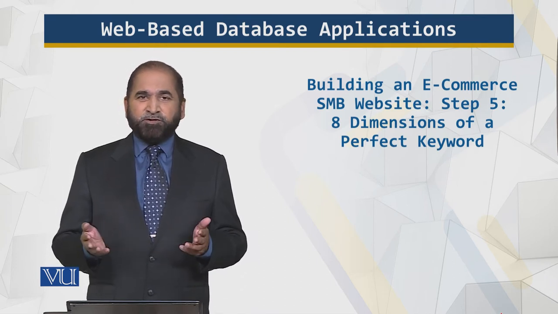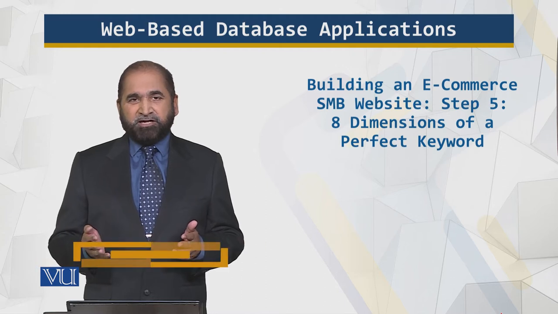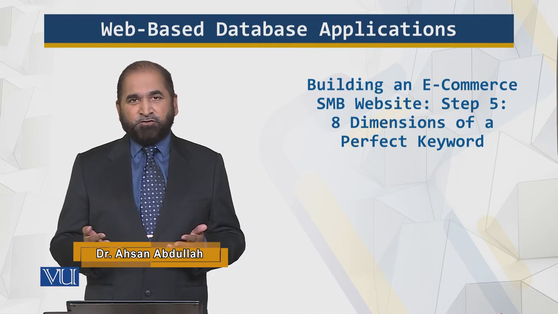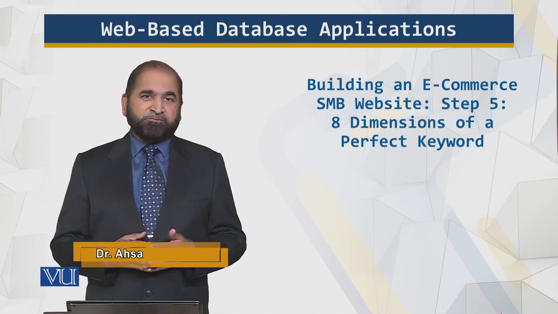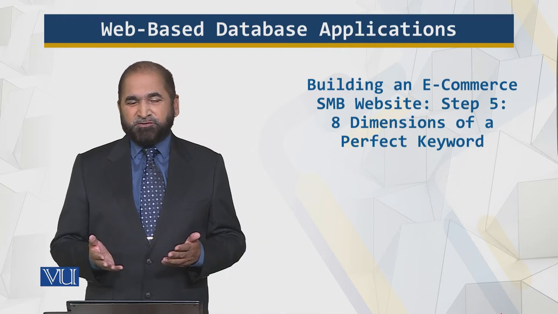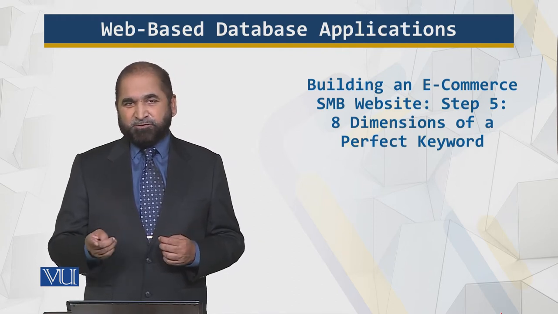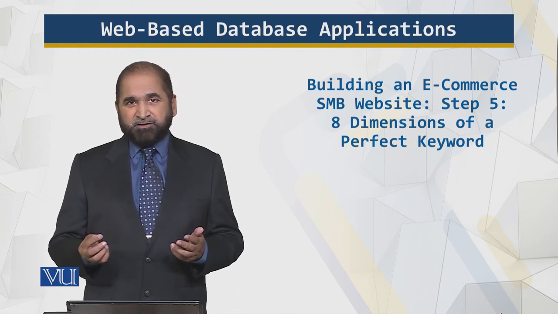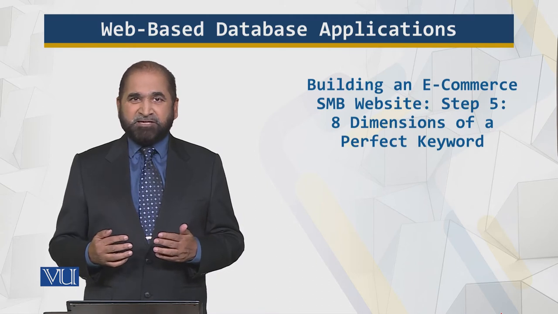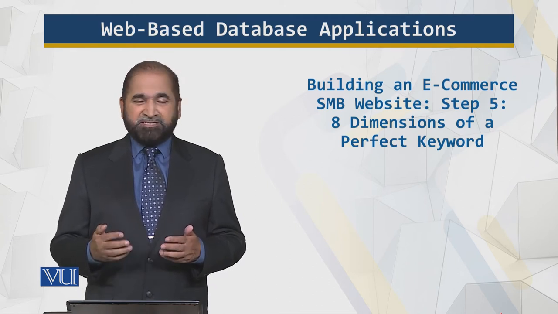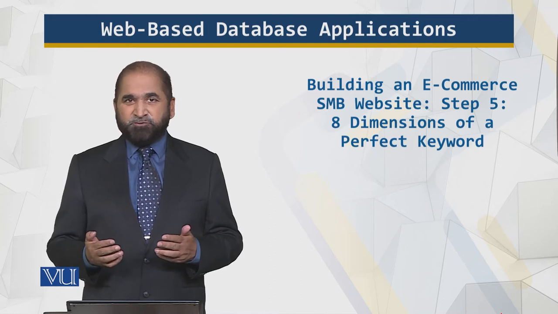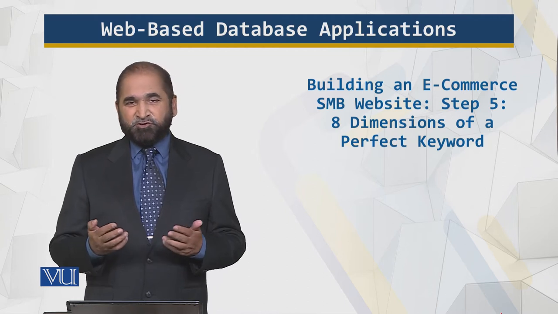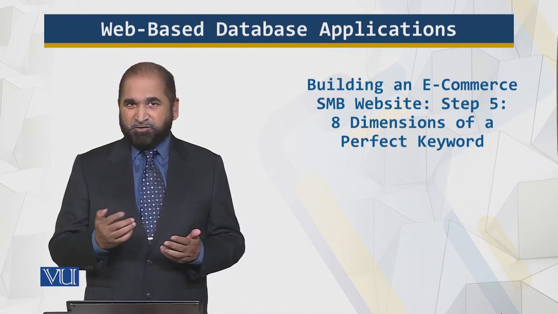Number of organizations look at 2 dimensions or 3 dimensions or maybe 4 dimensions of a perfect keyword for the domain name. So in this module, I'll talk about the 8 dimensions of a perfect keyword, because there is a lot of value associated with the keyword, and I will look at all those 8 dimensions in this module and in the next module, and I will explain what the features are and what things you should be looking at while considering the perfect domain name.